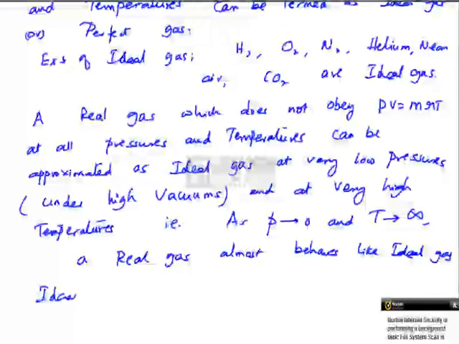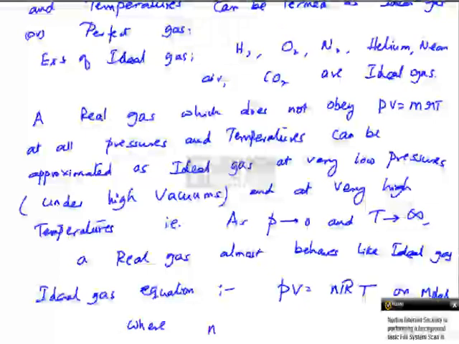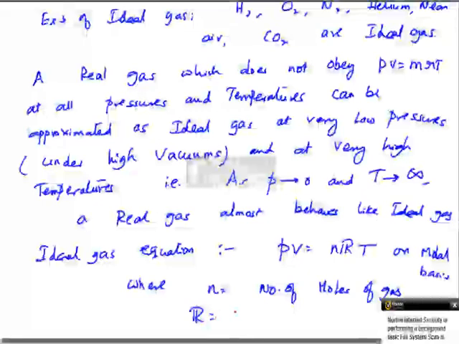Ideal gas equation can also be written as PV is equal to nRT on molar basis, where n is equal to number of moles of gas. Capital R is universal gas constant, which is same for all the gases.